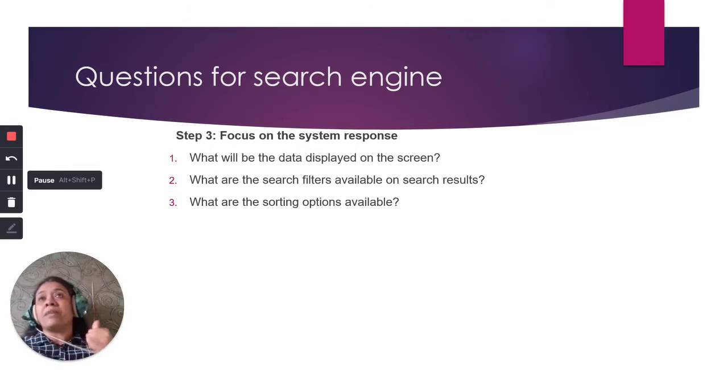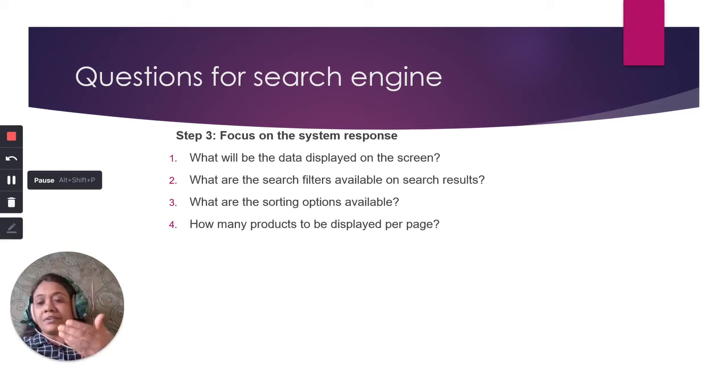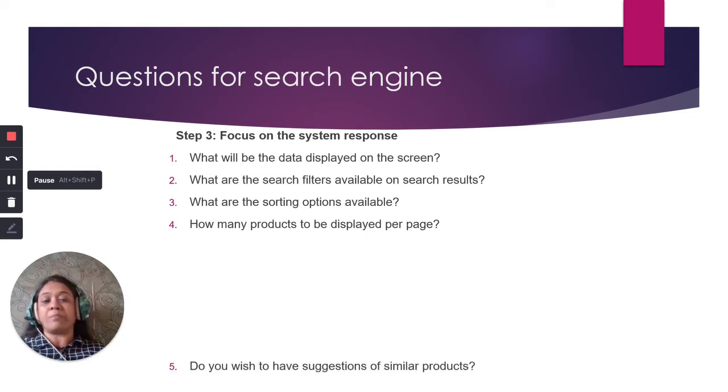Many websites have the facility of sorting by price, sorting by particular brand in the ascending order, descending order. So we need to understand whether this functionality is needed or not. How many products have to be displayed per page? So there you will see below the page there will be a pagination option which will allow you to navigate to different pages. So when your search is retrieving around 50, 100 records, it should allow the user to navigate it page wise. So we need to understand how many products should be displayed on one page.